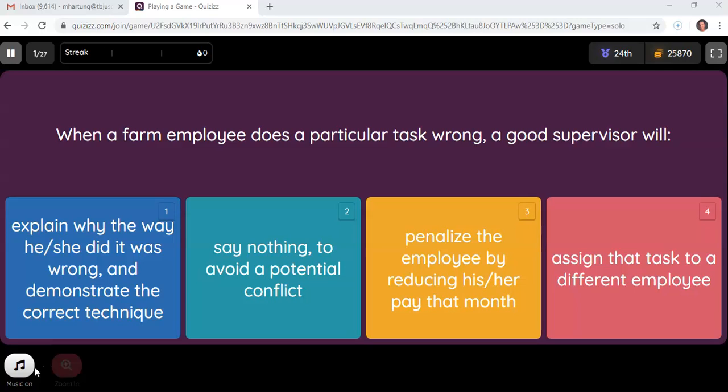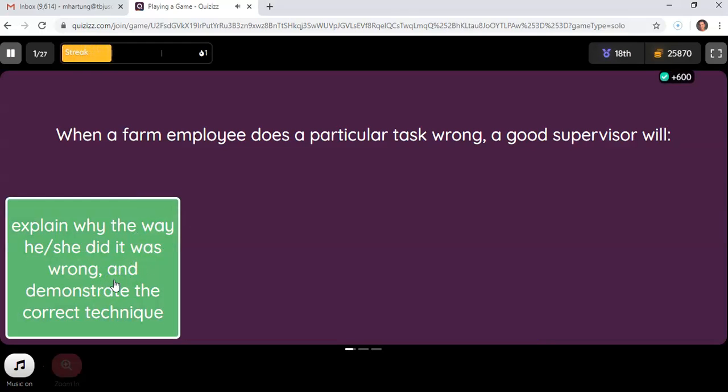Let's take a look at the test for Chapter 21, Human Resource Management. When a farm employee does a particular task wrong, a good supervisor will do which of these? The best answer here is number 1. Explain why the way he or she did it was wrong and demonstrate the correct technique.